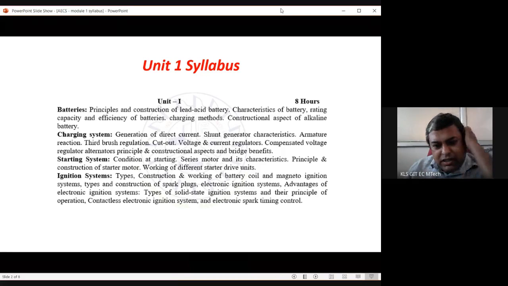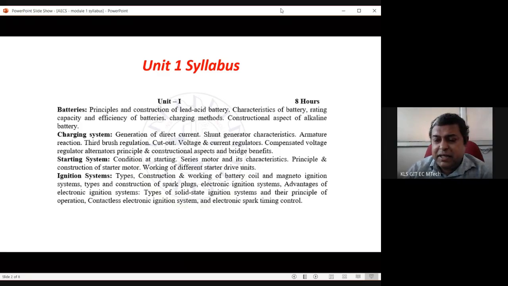So what all things do we have to study in the ignition system? First one is the battery coil and magneto ignition system. Second one is the spark plug, battery coil, magnetic induction. Third one is the electronic ignition system. And the fourth type is the solid state ignition system.